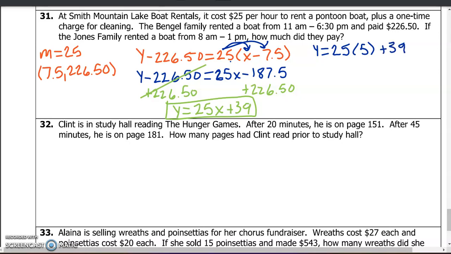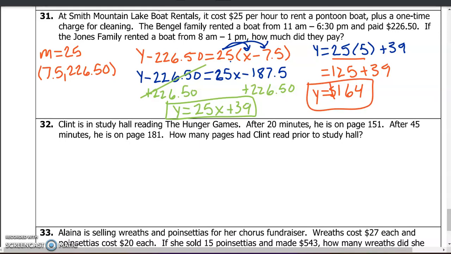Okay. So first we would do 25 times 5, which equals 125. And then we just add that 39. So then we have 125 plus 39, which is 164. So that's how much it would cost, $164. Okay.